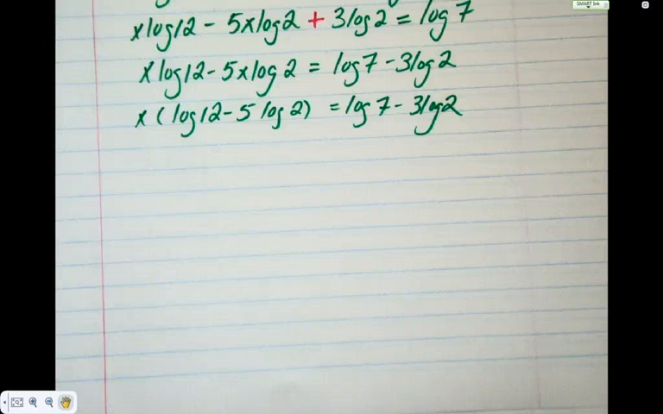Any of you that have younger siblings, just call them over when you're doing this homework. They're going to think you're a genius.